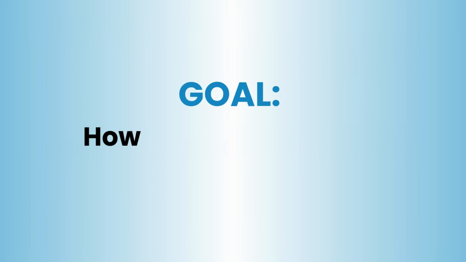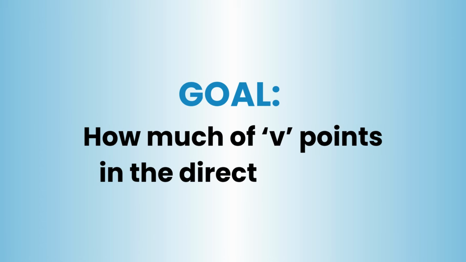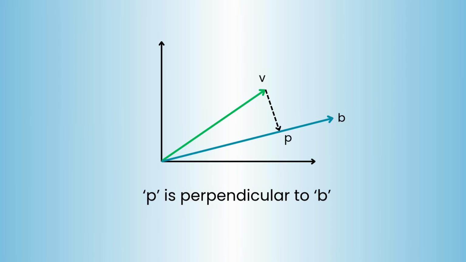Let's simplify the mystery. We just need to figure out how much of our vector v points in the direction of this one axis b. Geometrically, we are looking for the point on the line of b that is closest to the tip of v. This closest point defines our shadow vector, which we will call the projection p.